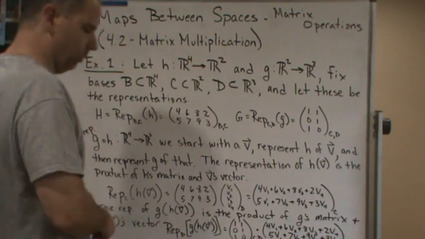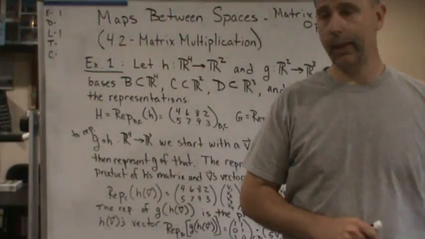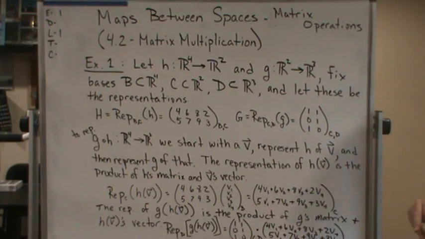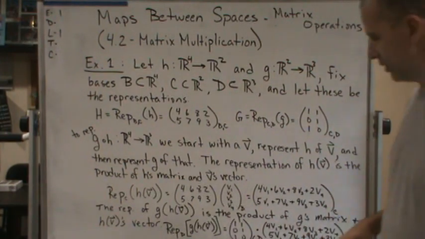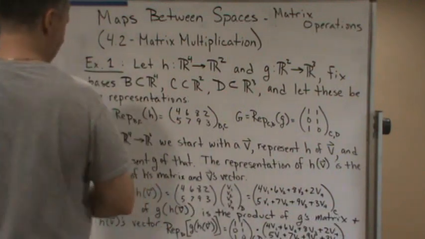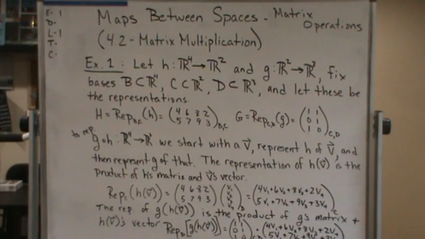Okay, so here's example one. I'm going to go through this. It's a little bit involved, but again, just bear with me. But we're going to set up this idea of taking matrix multiplication as a composition of maps.